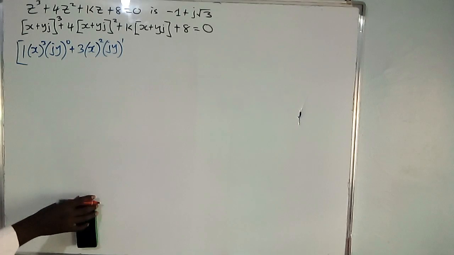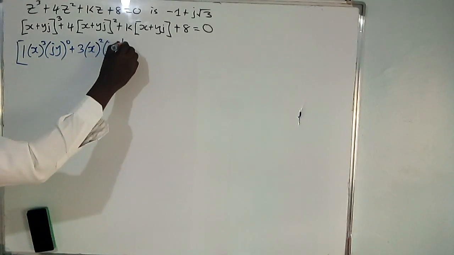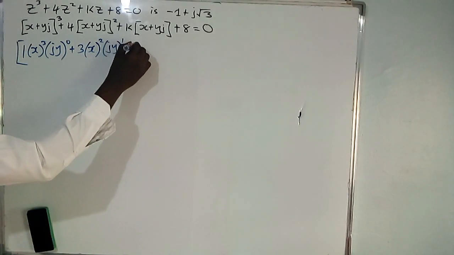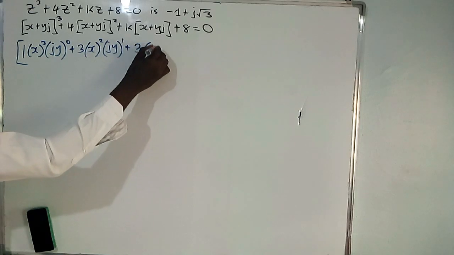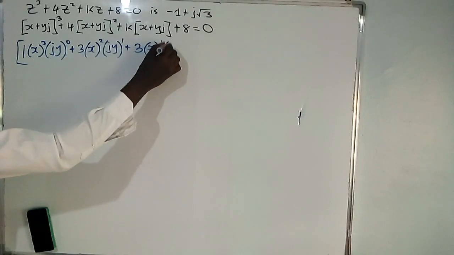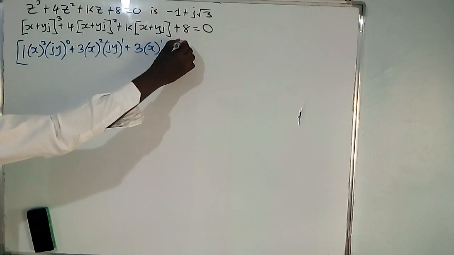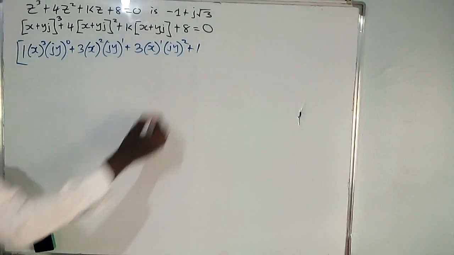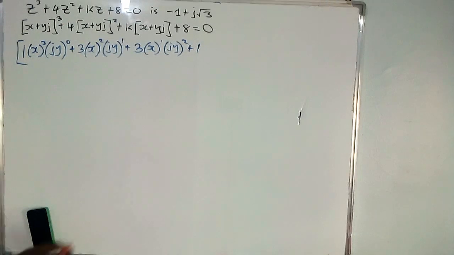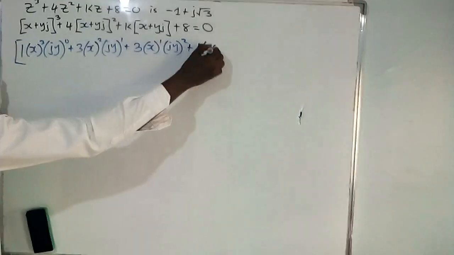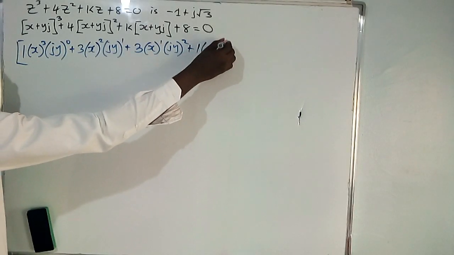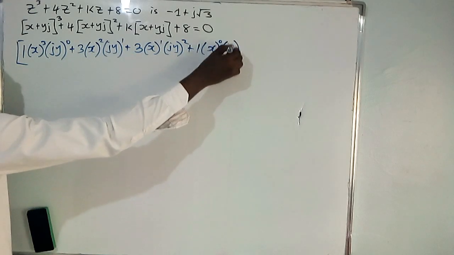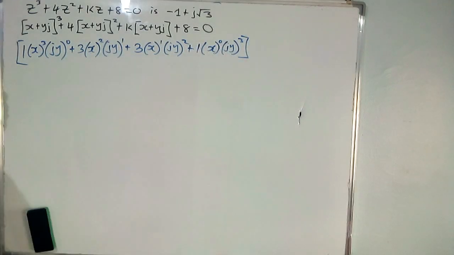Then you move to the third term. When it is raised to power 3, the coefficient of the third term is 3, and now x is raised to power 1, and yj is raised to power 2. Then the coefficient of the last term when the power is 3 is 1, then x is raised to power 0 and yj is raised to power 3. When x is raised to power 0, we've reached the end of that expansion. So we are done with the first part.